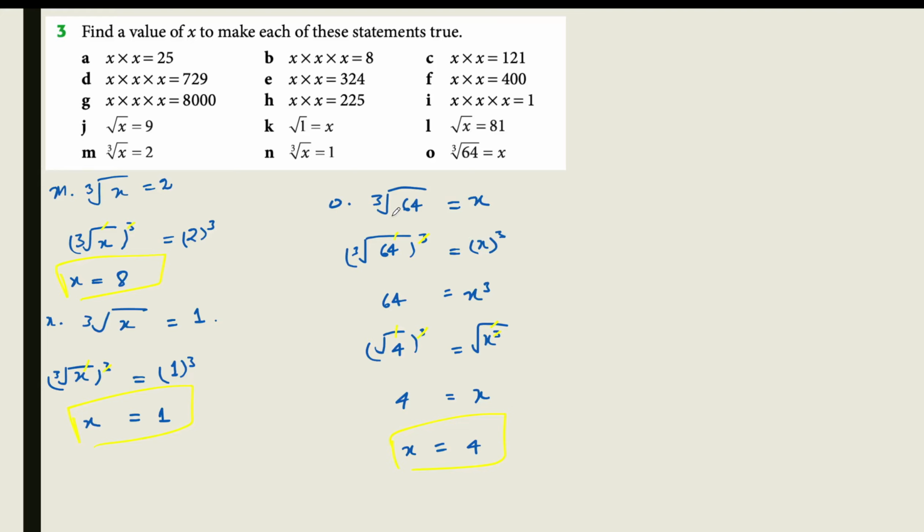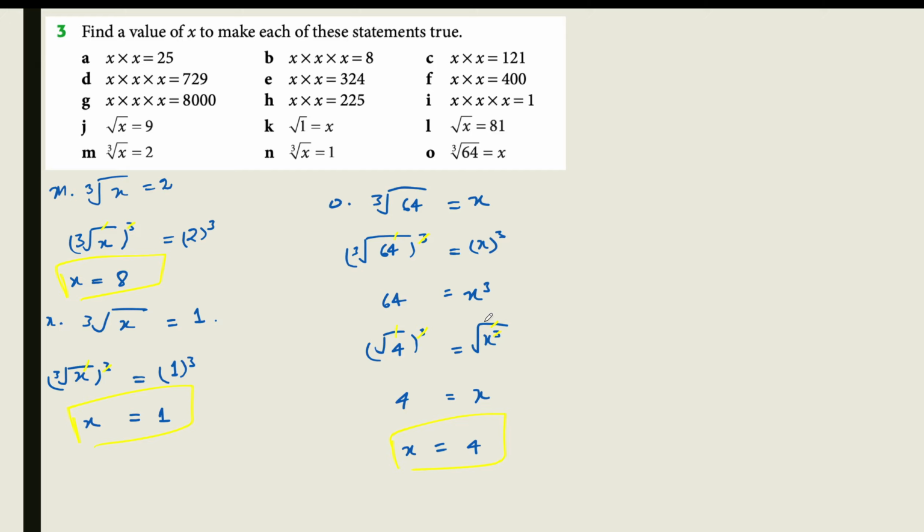The last part of the question: cube root of 64 is equal to x. In order to get rid of the cube root, we take cube on both hand sides. So the cube root will get cancelled with the cube, and on the right hand side we are left with x raised to the power of 3. Now we have 64 on the left hand side, and on the right hand side we have x cubed.